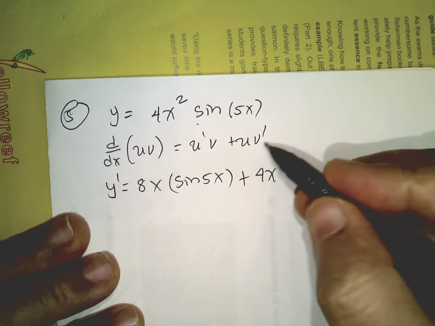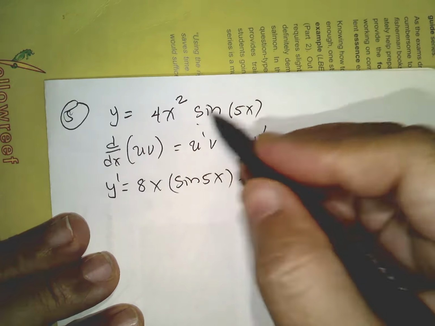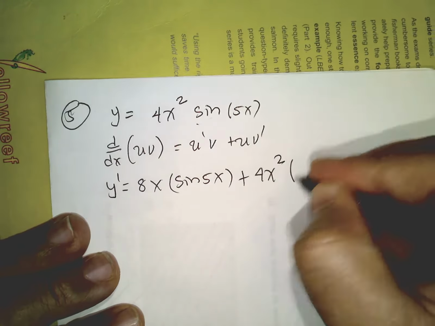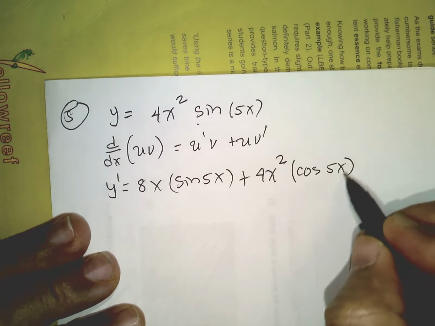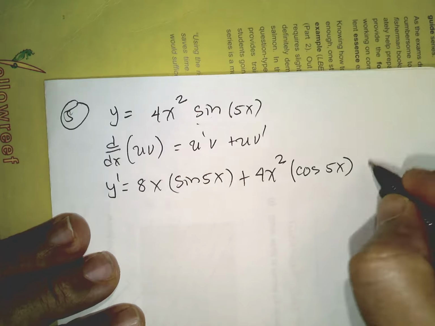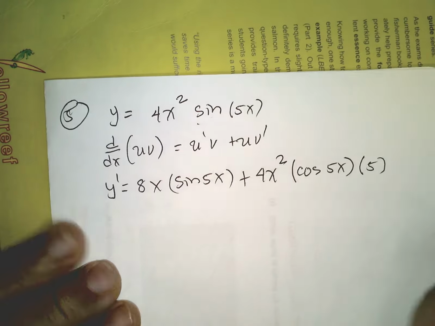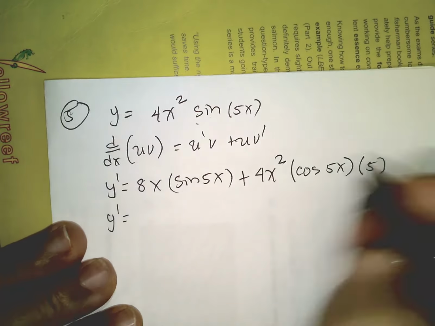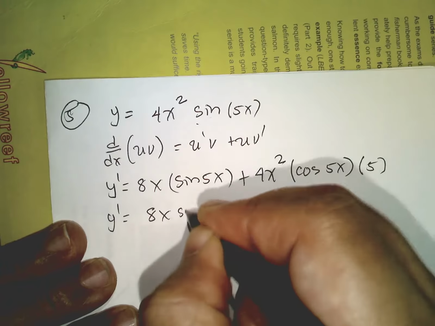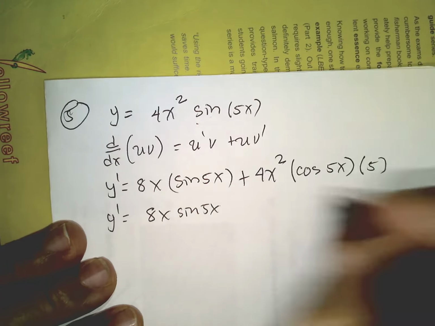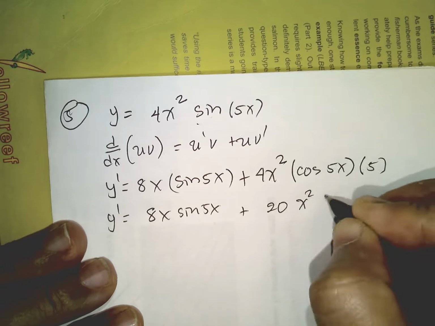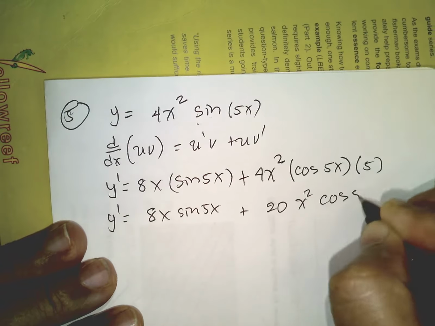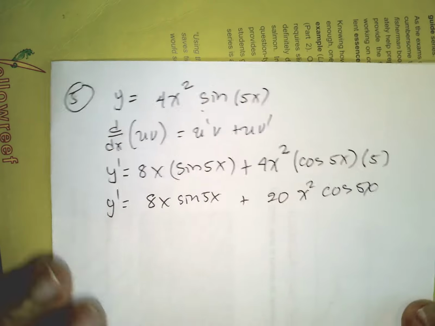Then you add plus u, meaning you just copy the 4x squared. And then you take the derivative of v, the v prime. The derivative of sine is cosine. So cosine 5x, but again times the derivative of that 5x, which is 5. So the y prime now is equal to 8x sine 5x plus 4 times 5 is 20, x squared cosine 5x. Right? So there you go.